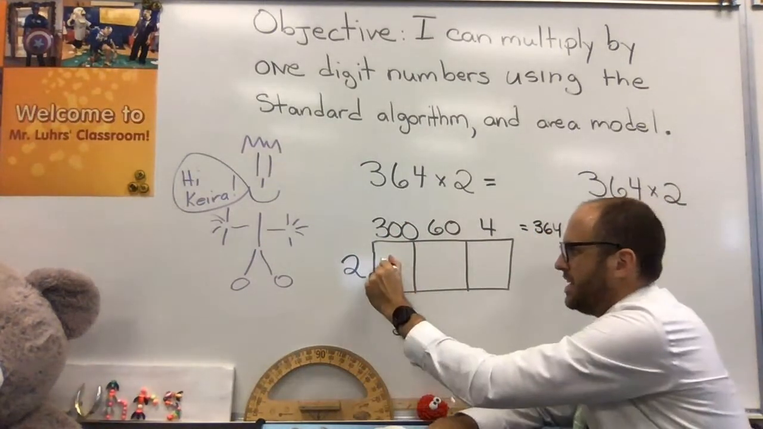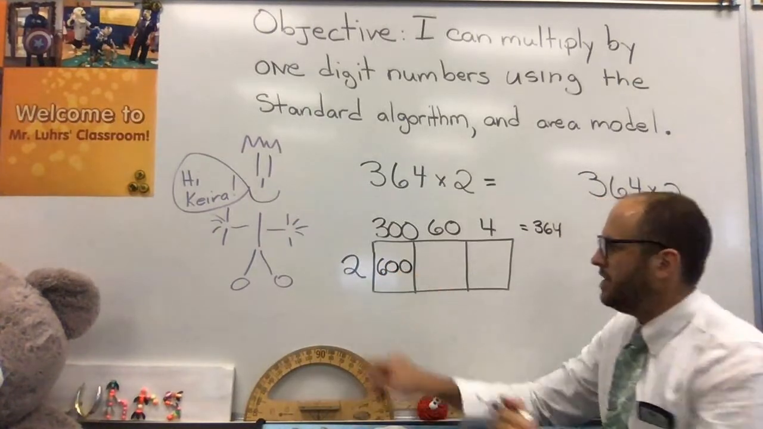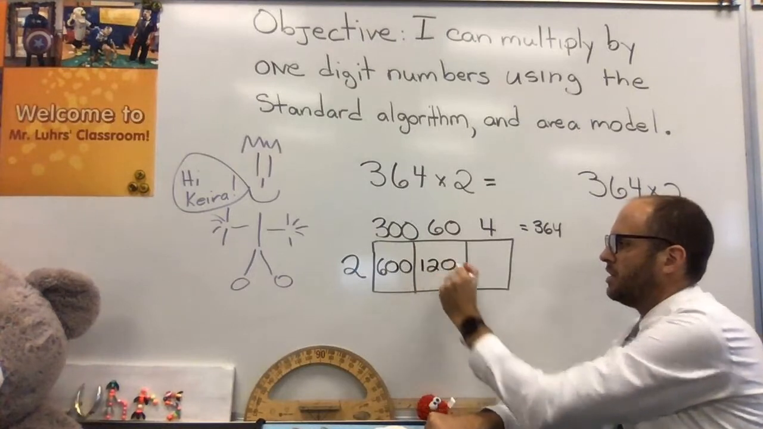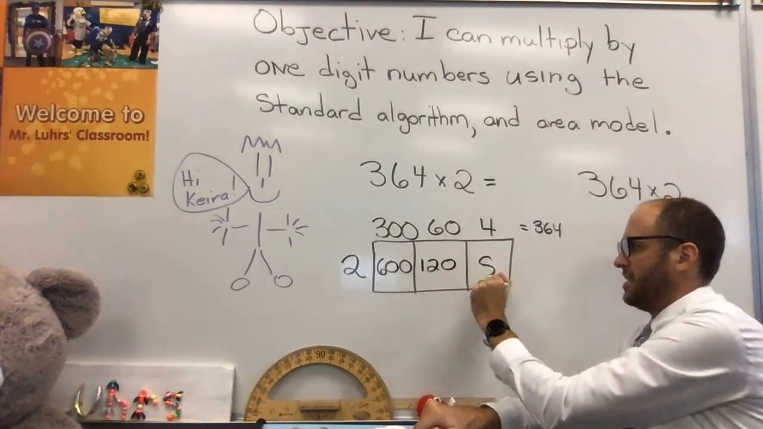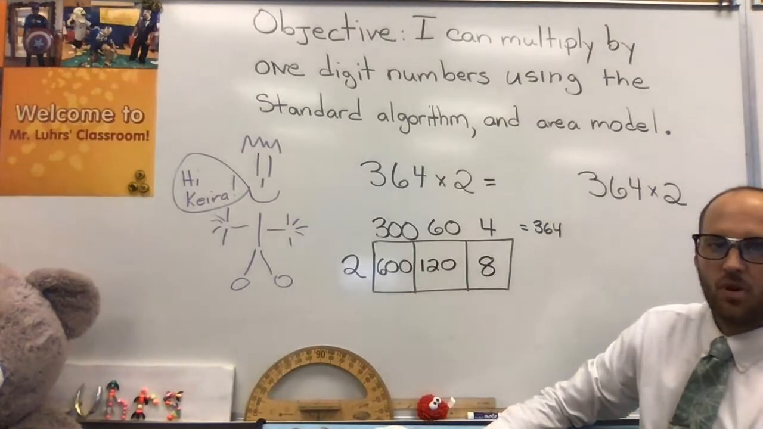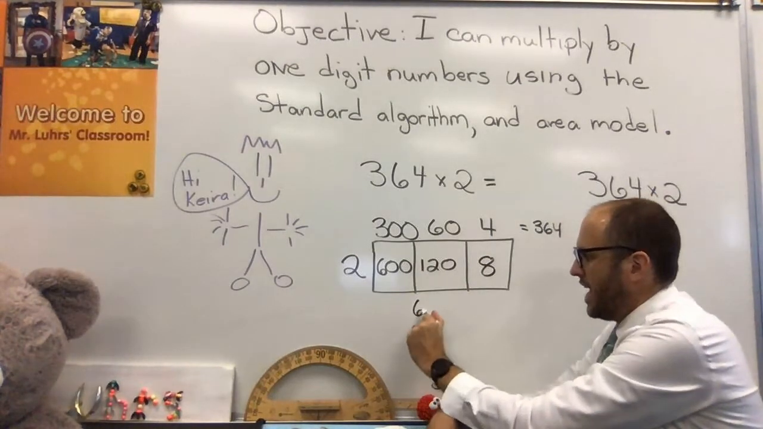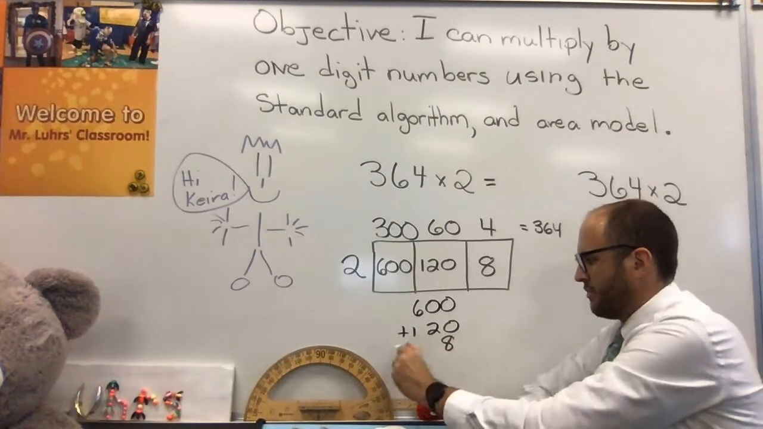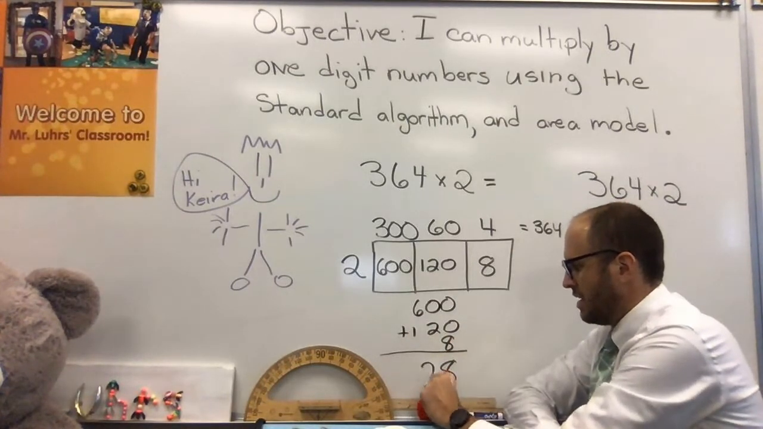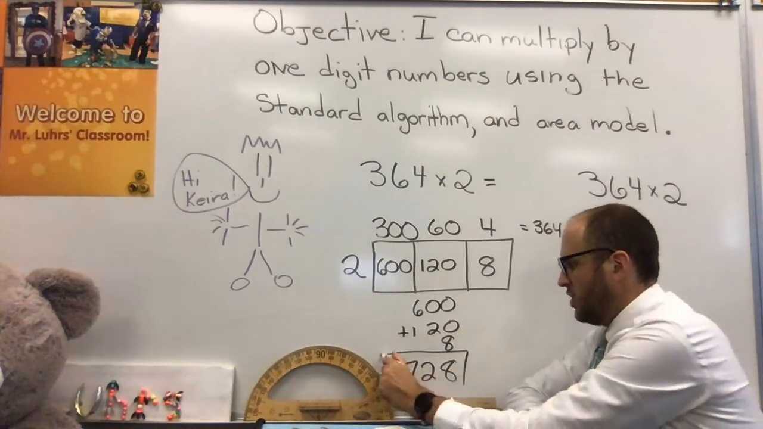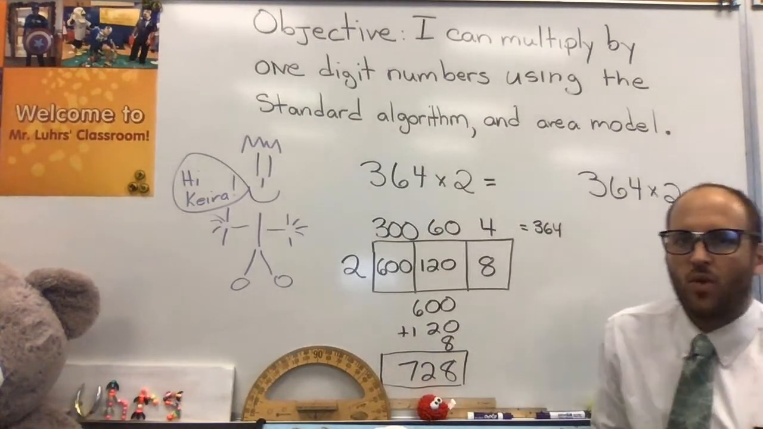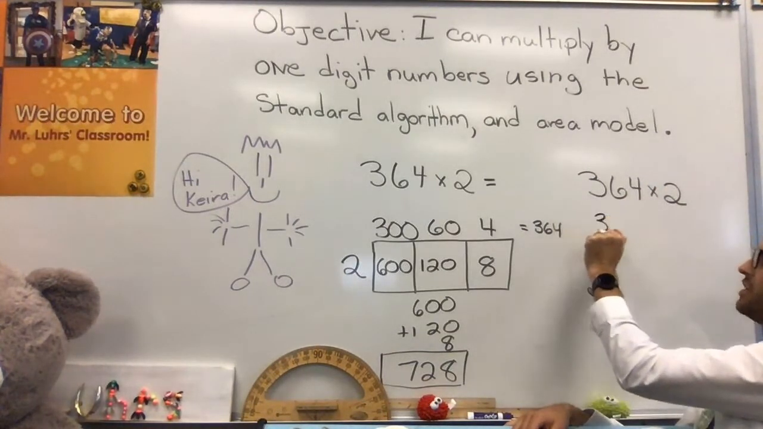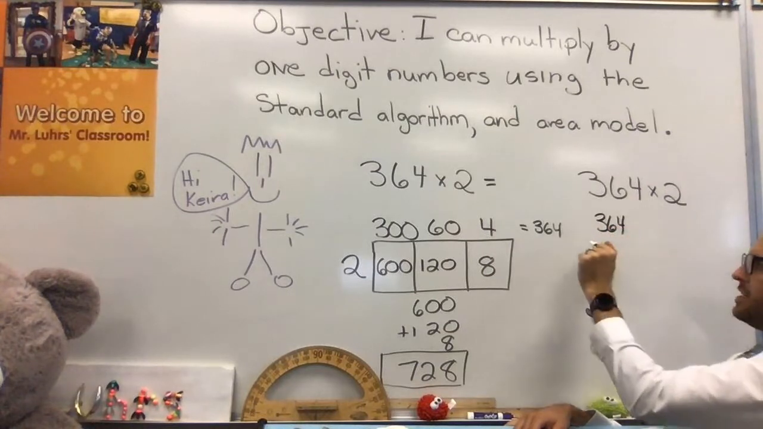2 times 3 is 6 with 2 zeros, 600. 2 times 6 is 12 with 1 zero. And 2 times 4 is 8. So there you've broken up the partial products. You then go to add it together. And you get 728.